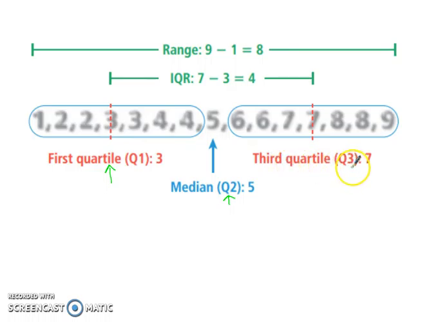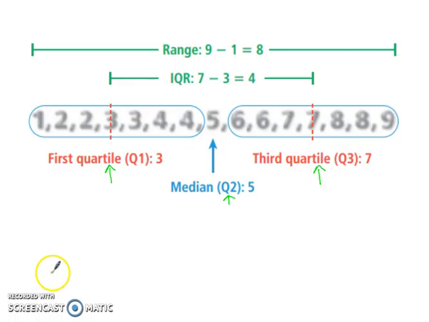To find the third quartile, we're going to find the median of all the stuff after the middle number. So all the stuff to the right. So we have our numbers here, and the median of all these is 7. So your third quartile is 7. And those are the 3 numbers you would play with, your 3, your 5, and your 7.